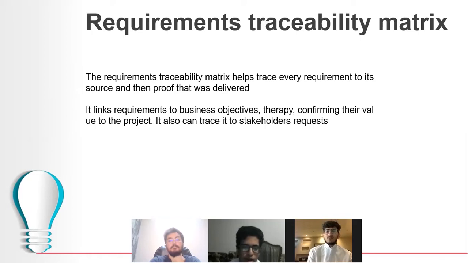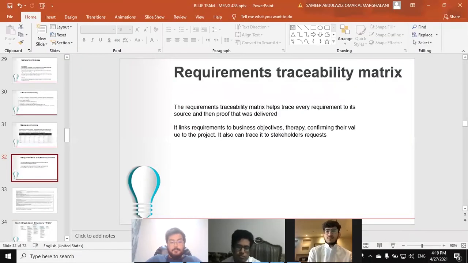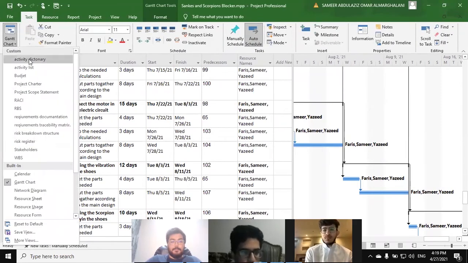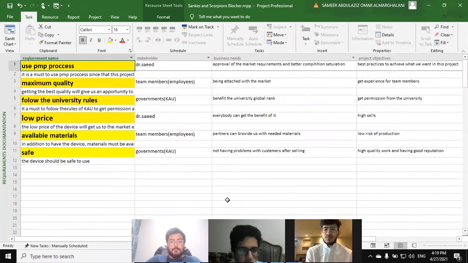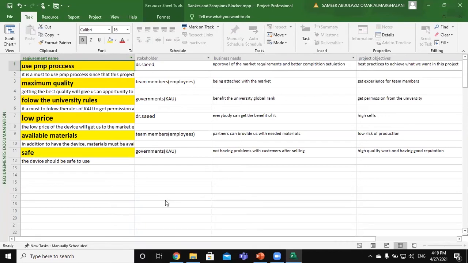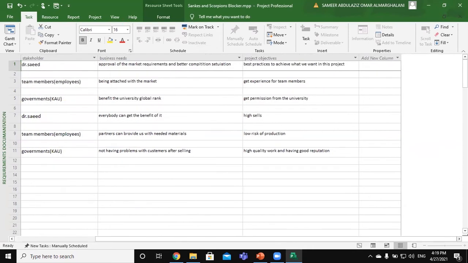Let's go to the MS Project. First, let's go to the requirements documentation. Here are the requirements. We identify every requirement. We put the stakeholders who ask for it, and the business needs, and the project objectives. For example, we use the BPM process. It's a requirement by Dr. Saeed. The business need is approval of the market requirements and a better competition situation. The project objective is the best practice to achieve what we want in this project.